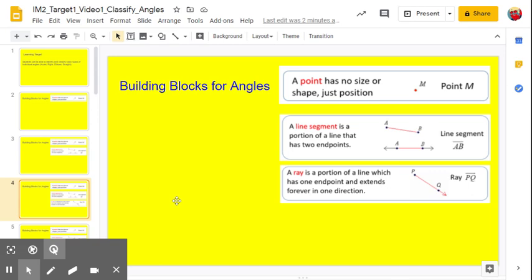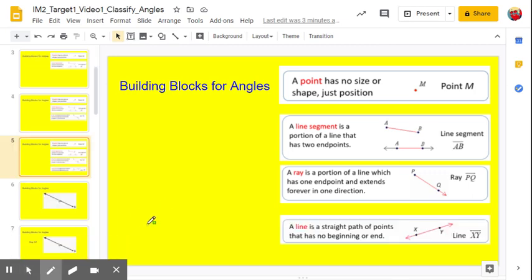A ray is a portion of a line which has one endpoint and extends forever in one direction, maintaining that same slope, or constant rate of change, like you have in your line, but it's just starting at one endpoint and going in one direction only. A line is a straight path, has a constant rate of change or slope. It has no beginning or end. It goes on in both directions forever.